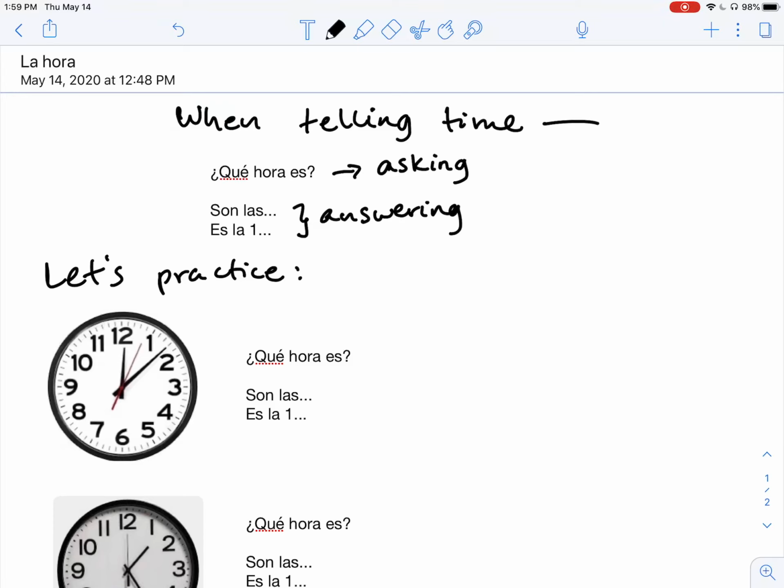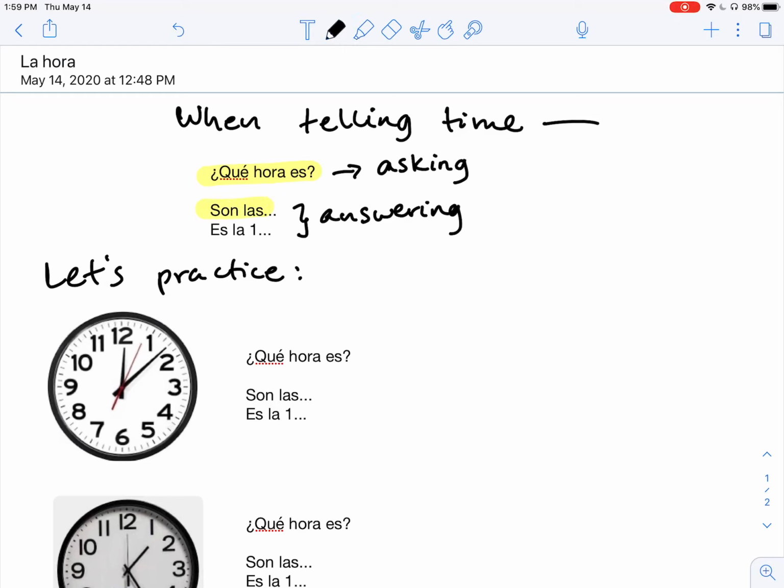Hola, here we're going to talk about telling time. It's not a very difficult concept, but it does require knowing numbers. When we ask the question, what time is it? ¿Qué hora es? And when we want to answer what time it actually is, for example, if it's 2 o'clock right now, we would say son las dos.